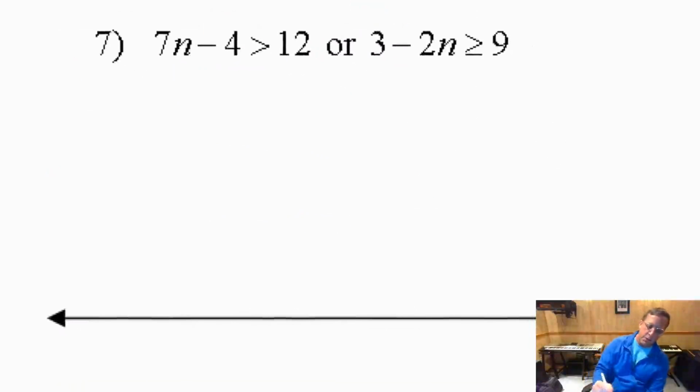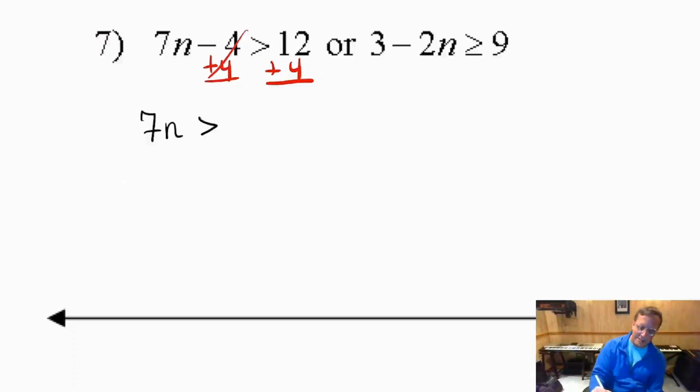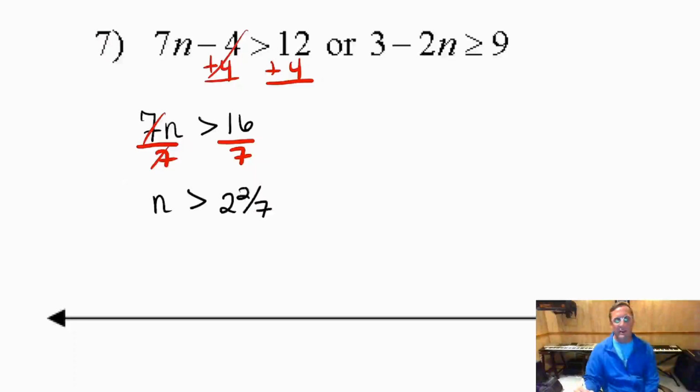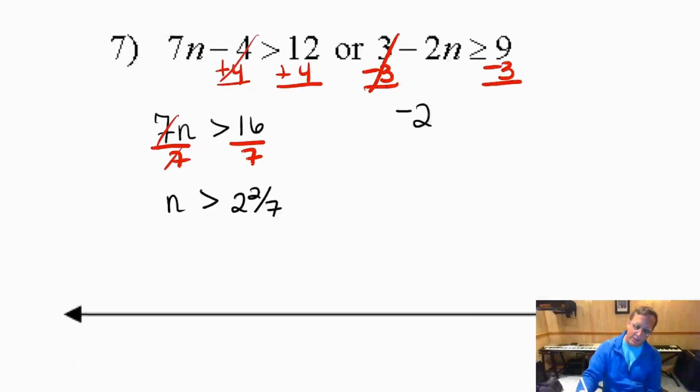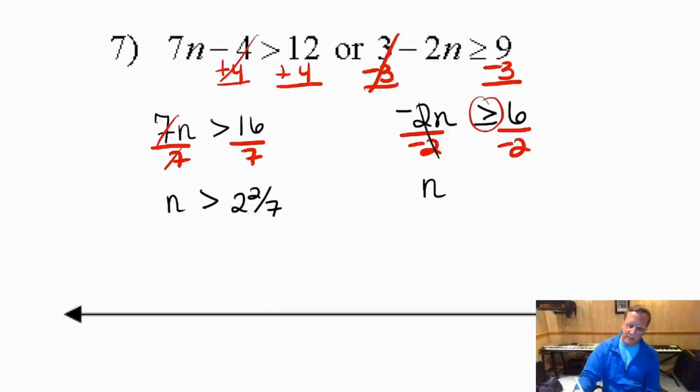All right, for number 7, we're going to go ahead and solve both of these. Add 4 to both sides, and so then I get 7n is greater than 16. Divided by 7, you get n is greater than 2 2/7. I'm going to put 2 2/7 just so that we have a better idea where that falls on the number line. And then we're going to take away 3 from both sides. We get negative 2n is greater than or equal to 6. Divide by negative 2, and since we're dividing by a negative, we flip that sign, so you get n is less than or equal to negative 3.